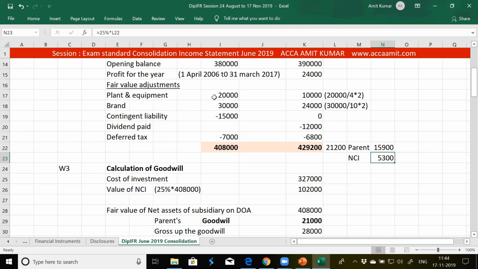We had taken into account the deferred taxes on this fair value movement, but we did not take into account the deferred taxes on the depreciation and amortization charged. How much is the depreciation amortization charge for the current year in this?